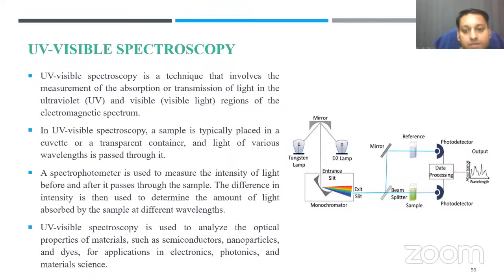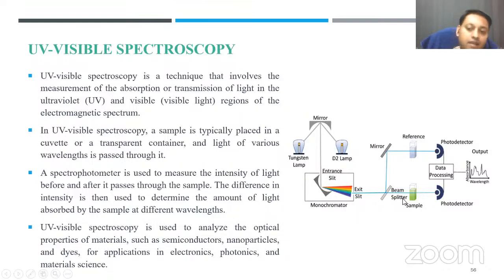Next is the UV visible spectroscopy, where again a monochromator is used to convert polychromatic light to a single wavelength, or monochromatic light, which is then passed to the sample. When the sample is exposed to a narrow band wavelength light, it basically emits different photons.